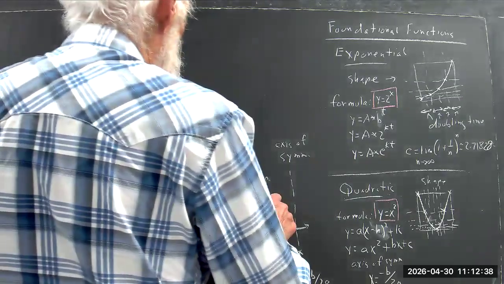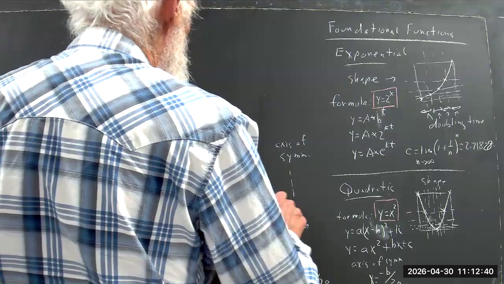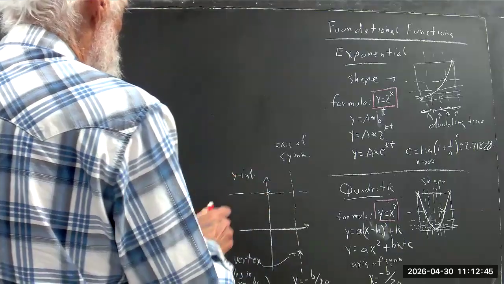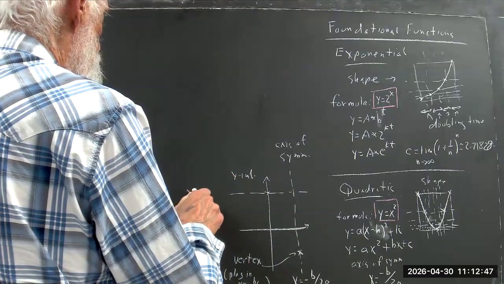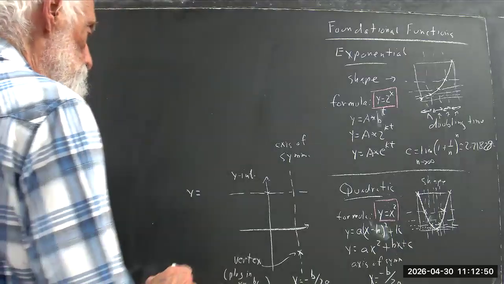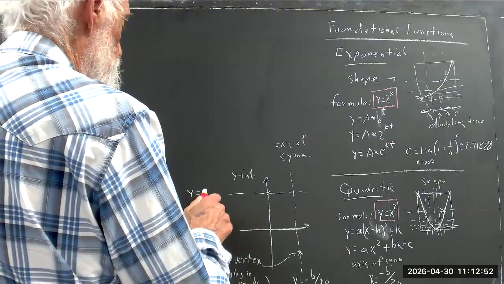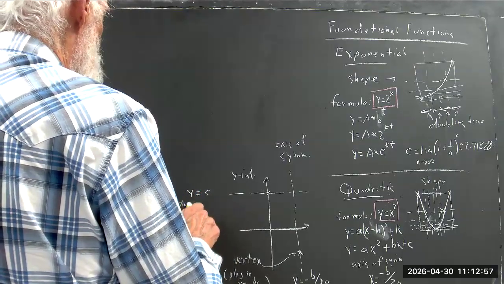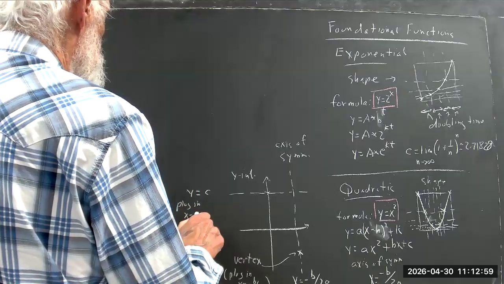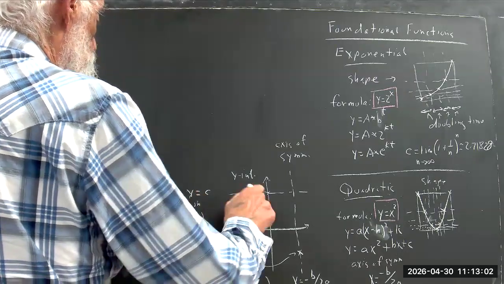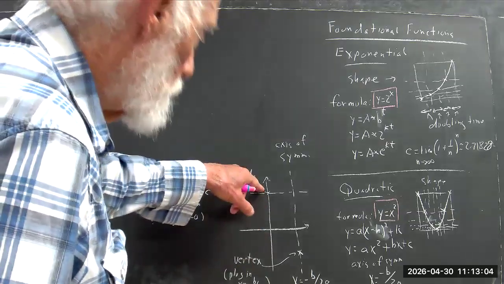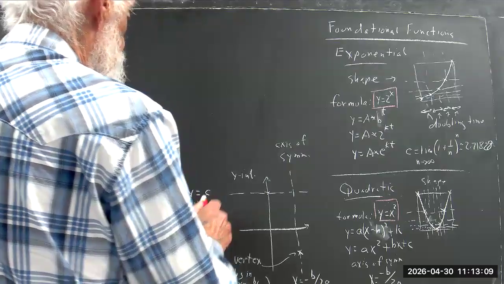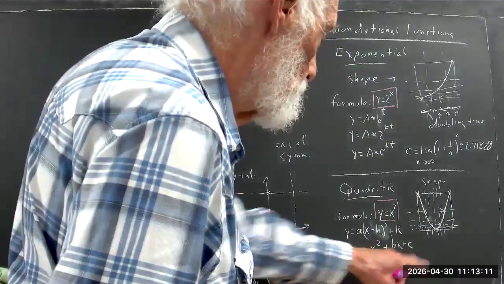Okay, then you have the y-intercept. And it's at y equals c. You plug in x equals 0. You get the y-intercept. As x equals 0, y equals whatever the y-intercept is here. Okay, and that's going to come out c in this form.